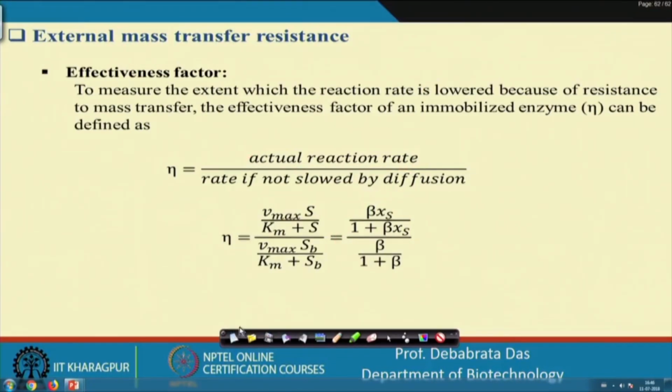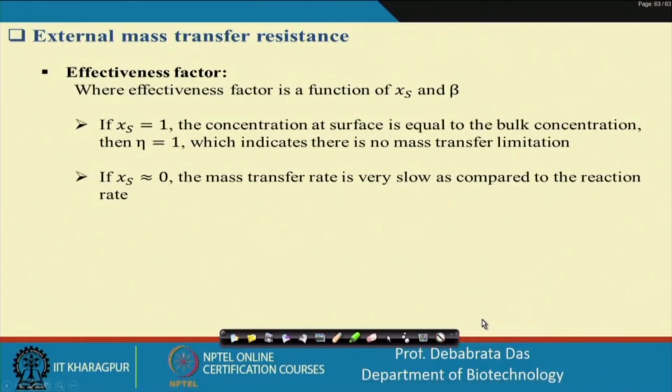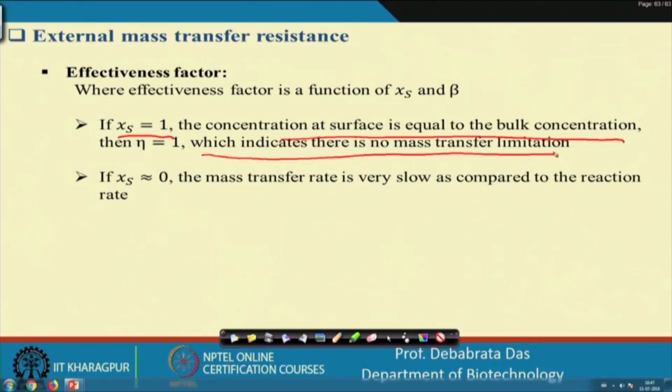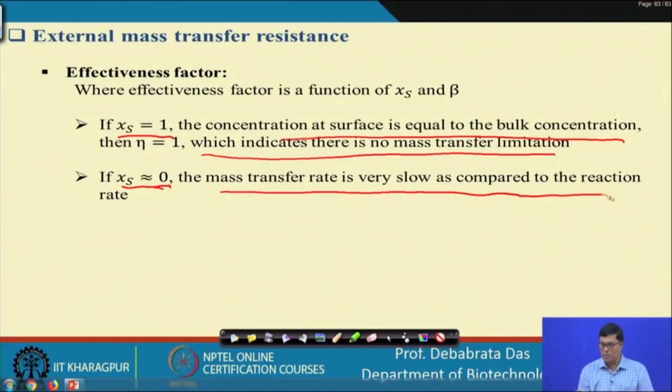I have shown this in the subsequent slide. Here you see that x equal to 1 means the concentration at the surface is equal to the bulk solution, which indicates no mass transfer diffusion limitation. But when x tends to 0, then mass transfer is very slow as compared to the reaction rate. That means it is diffusion control that we have in the system.